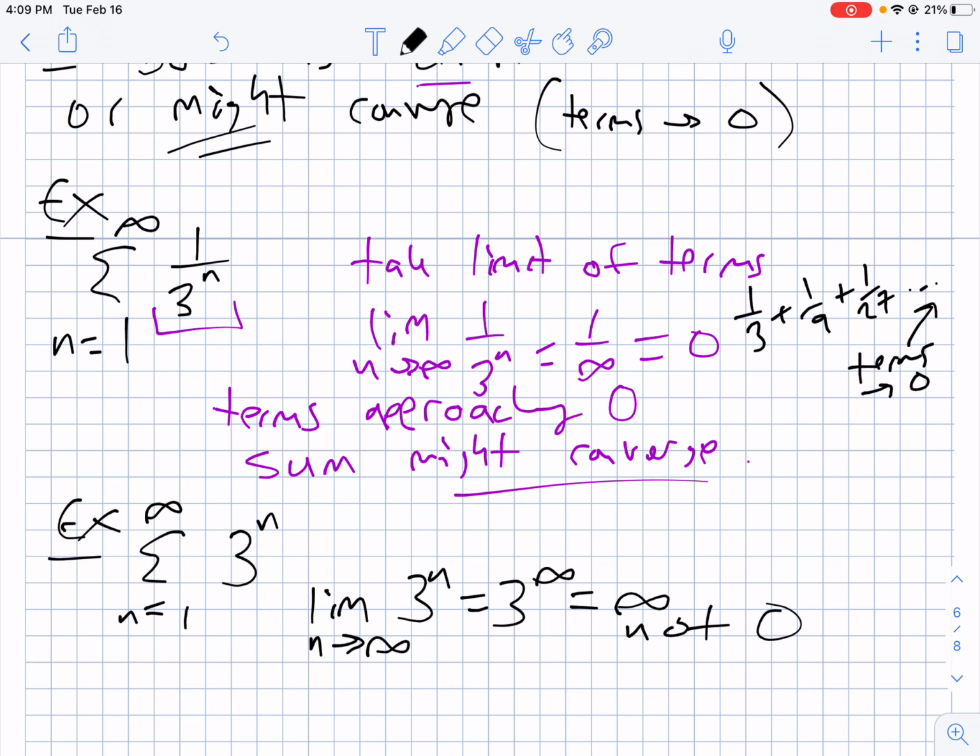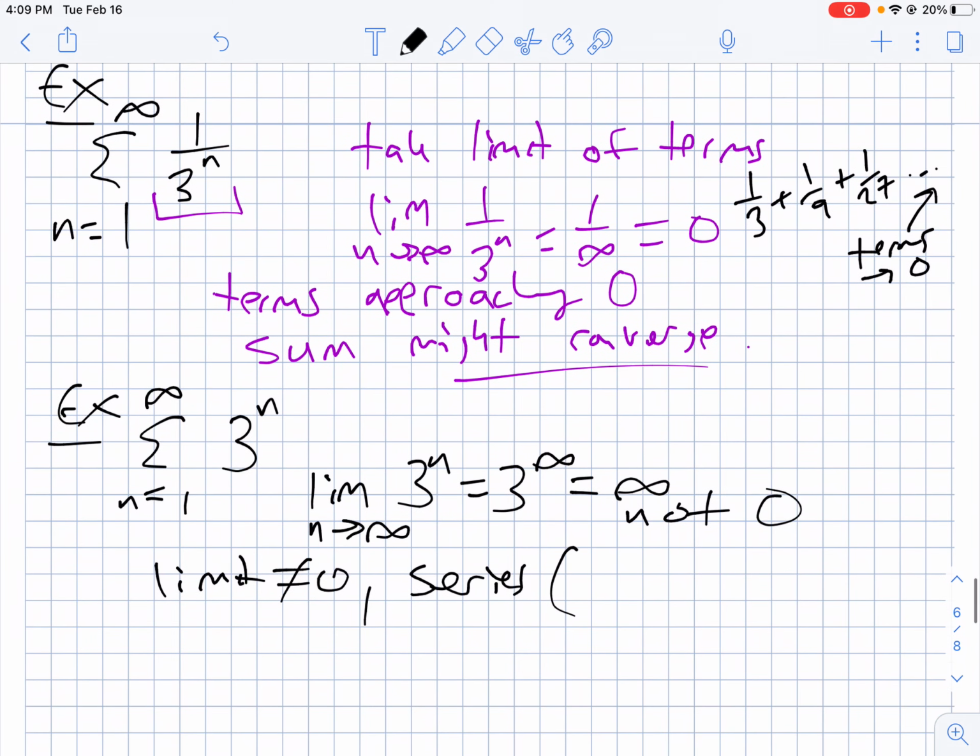Because that limit is not equal to 0, that tells me that this series that I get, and series really just means the sum. When we talk about a series, we're talking about a sum. That series diverges, for sure. Which makes sense, right? These numbers are just getting larger and larger, right? They're 27, 81, 243, 729, and so forth.